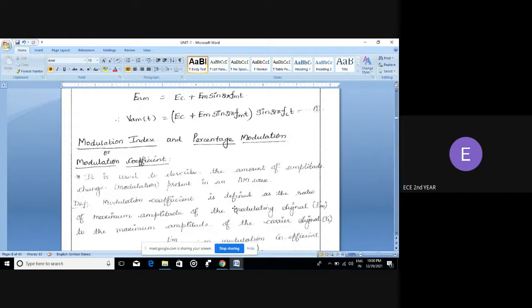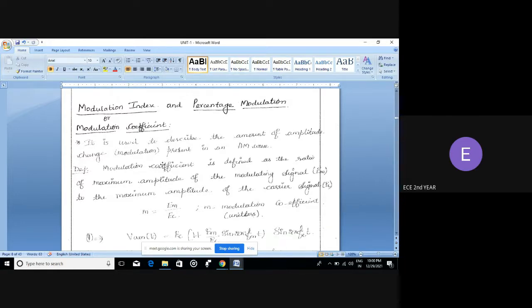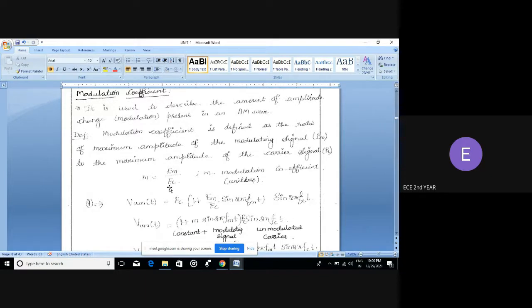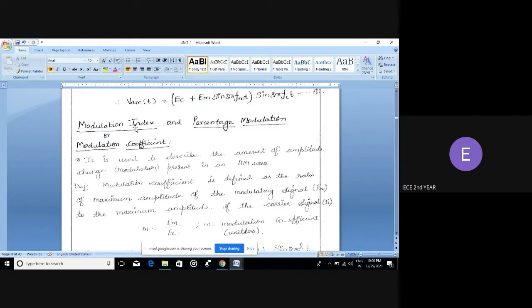Next, we see one important parameter that we call modulation index. It is also known as modulation coefficient, right? Otherwise, we call that percentage modulation. So modulation index is the ratio of two things, EM divided by EC. That is the peak value of the modulating signal divided by the peak value of the carrier signal, which is nothing but modulation index. It is always expressed in terms of percentage, so we call that percentage modulation.